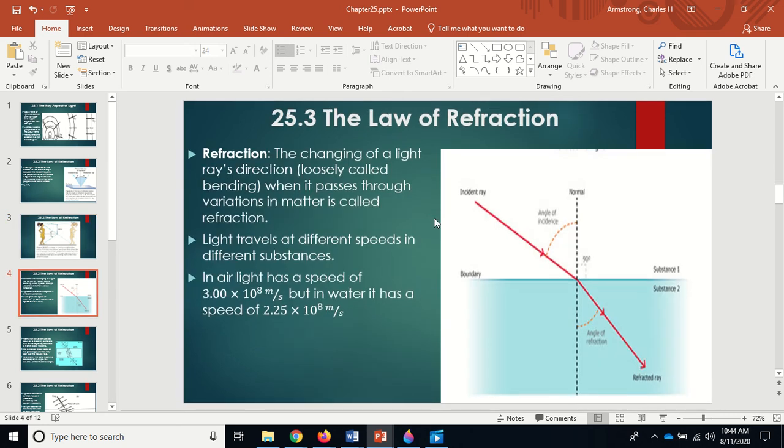Okay, now we're all the way up into the law of refraction. I'm going to take a break for a little bit.